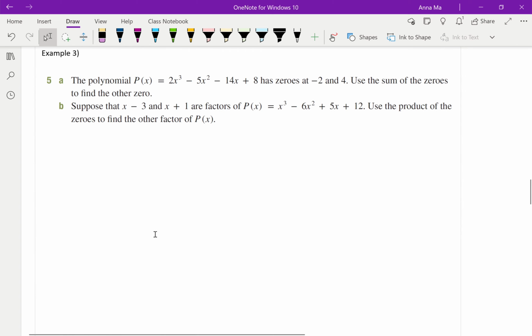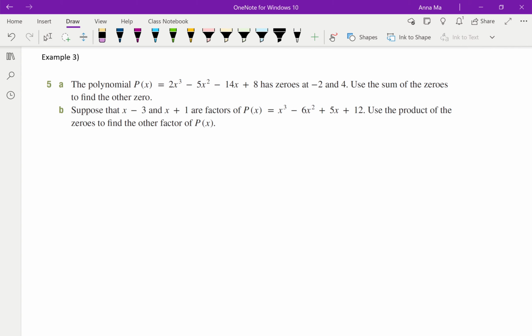Example 3, last example for this lesson. It says the polynomial p of x has zeros at -2 and 4. Use the sum of zeros to find the other zero. So same thing as the previous example, but I think you can use either the sum or the product. Let's go with the sum.